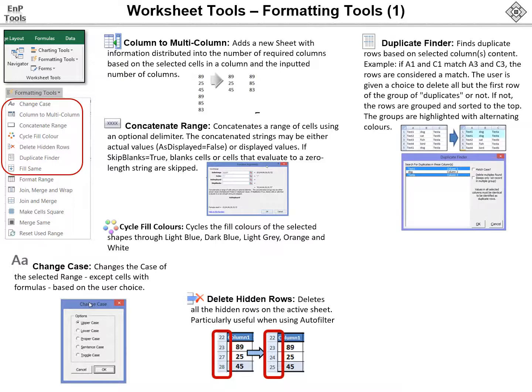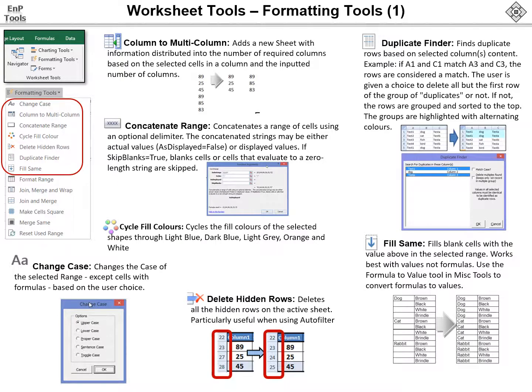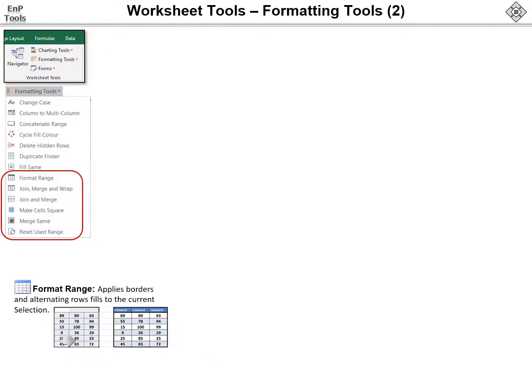Duplicate finder. Finds duplicate rows based on the selected column's content. The user is given a choice to delete all but the first row of the group of duplicates, or not. If not, the rows are grouped, and sorted to the top. The groups are then highlighted with alternating colors. Fill same. Fills blank cells with the value from above in the selected range. This works best with values, not formulas. If necessary, use the Formula to Value tool in the Utilities Miscellaneous Tools menu, to convert formulas to values, before using this function.